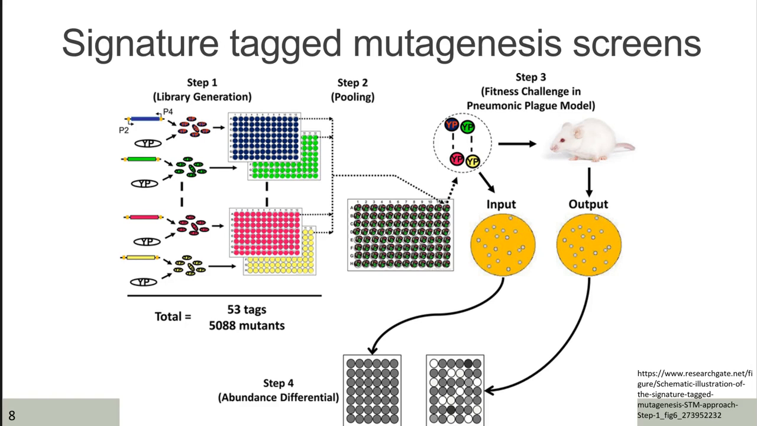And remember, last time we talked about the fact that the host is really a harsh environment. We have antibodies, we have immune systems, we have different nutrient sources, whatever. So in this case, the mouse is the harsh environment that these microbes have to go through, and you're able to identify which genes are necessary to survive that environment. All right, so that's part one.